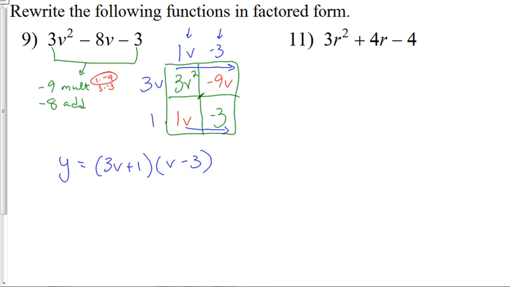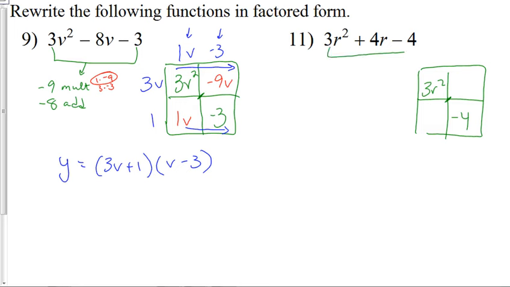Okay, feel free to rewind and listen to that again. But let's do number 11. Again, we'll draw the box. This one is 3r squared and negative 4 here. And we just need to figure out what goes in those two. The easiest way to figure those out is multiply those two numbers. That's the number that it's multiplied to be. It still adds to be 4. So I think of all the numbers that multiply to be negative 12 and add to be positive 4. Negative 1 times 12. Negative 2 times 6. Negative 3 times 4. The one that works is negative 2 and 6. And that's how we split up the middle term.